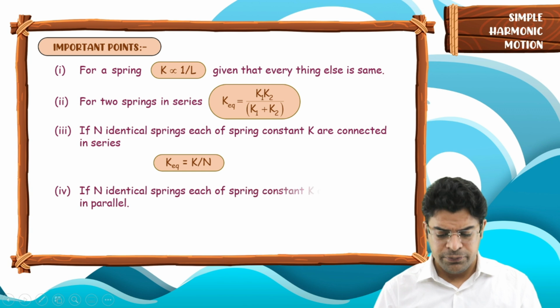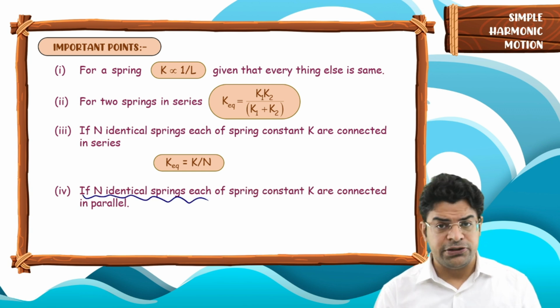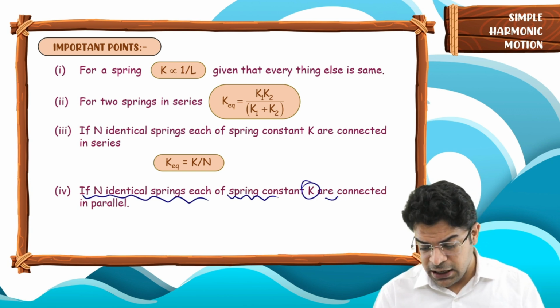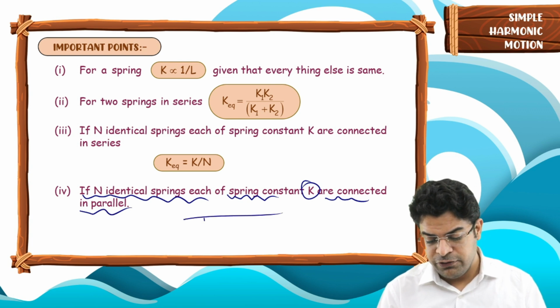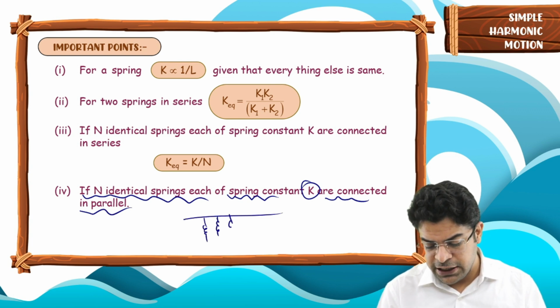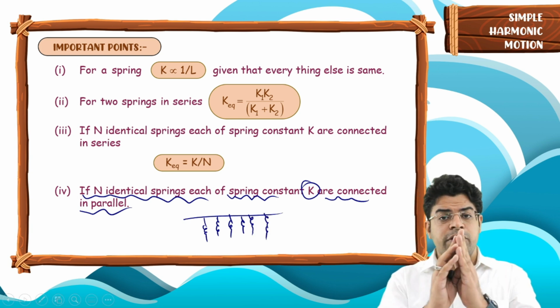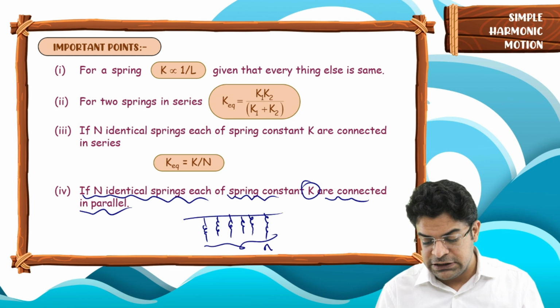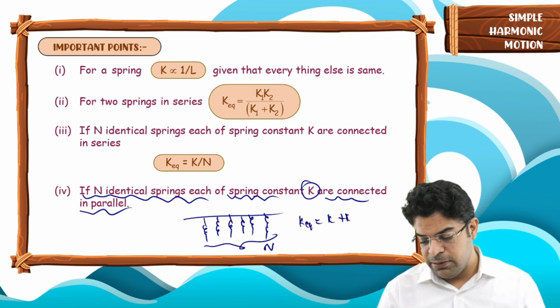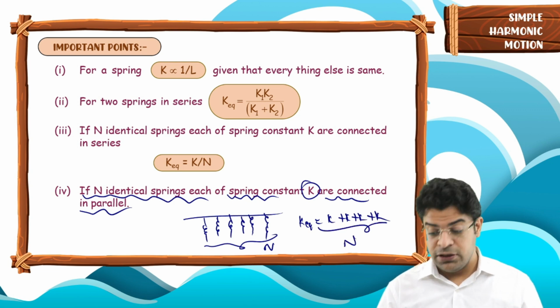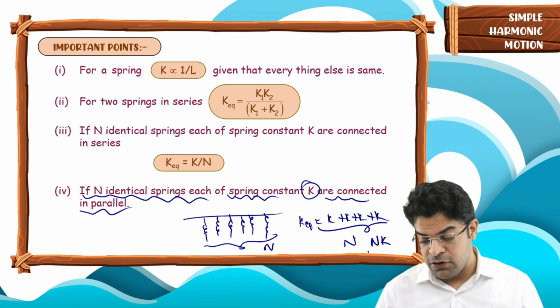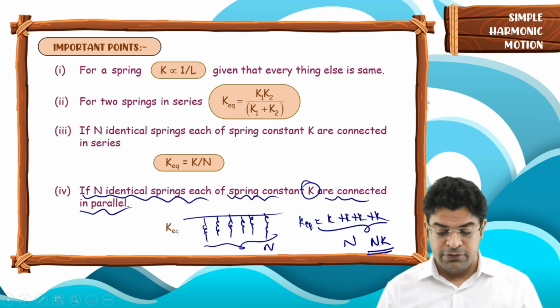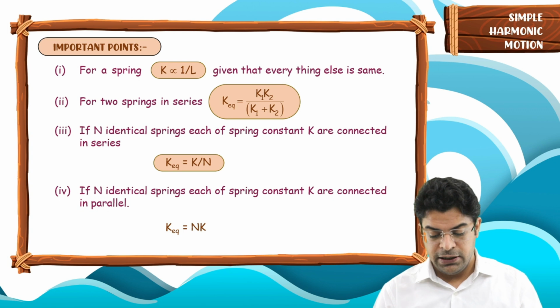The last point here: if n identical springs, each of spring constant K, are connected in parallel. So if you have multiple springs of spring constant K connected in parallel, and you wish to remove all of them and place just one single spring, the K equivalent of this spring will be K plus K plus K, n times. So the K equivalent will be n times the spring constant of one spring. That will be nK.